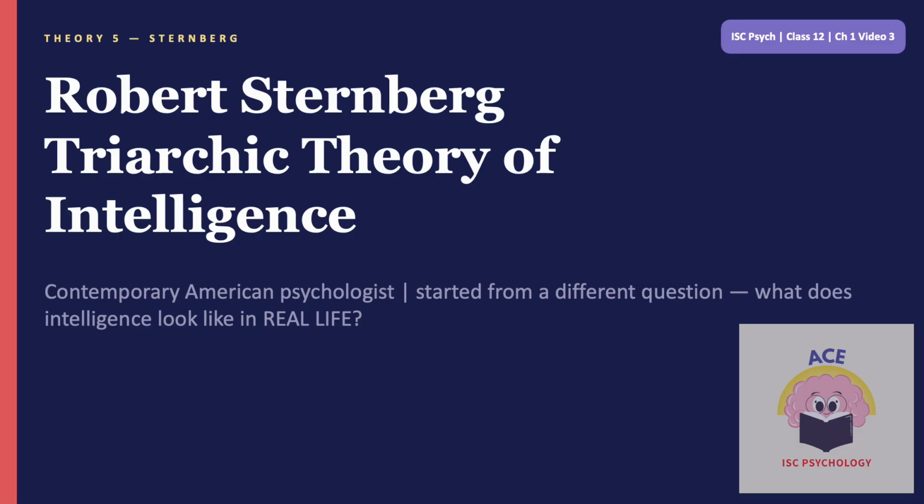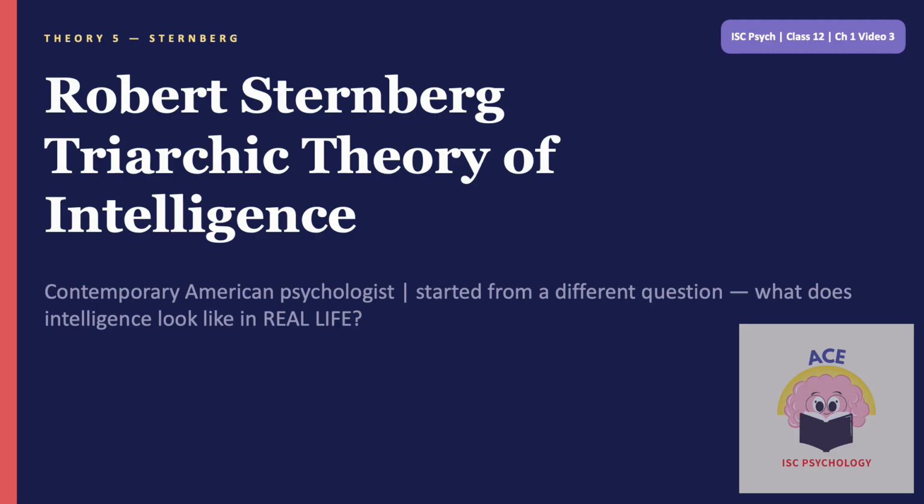Moving on to Sternberg's theory. Robert Sternberg is one of the most influential figures in intelligence research over the last 50 years. His approach to intelligence is distinctive because it starts with a different question than most of his predecessors.